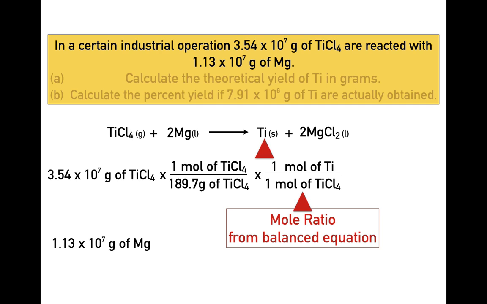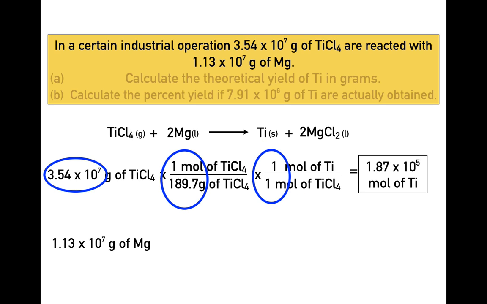At this point, now that I have my desired unit, which is moles of titanium, I can just do the simple arithmetic, and I find 1.87 times 10 to the 5th moles of titanium.